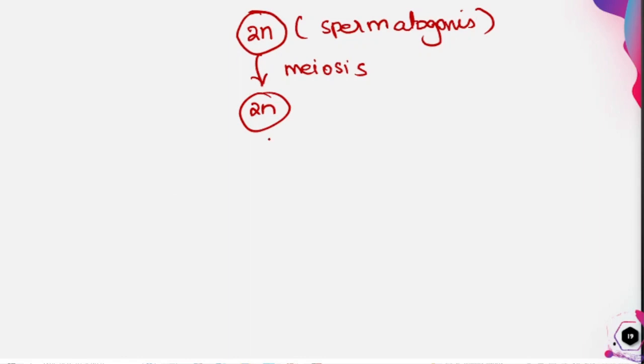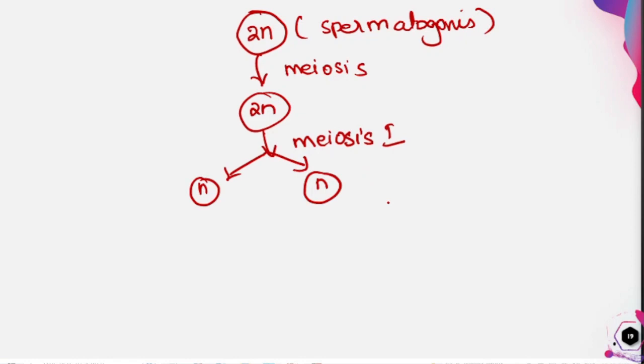Now, this 2n number of chromosomes is undergoing meiosis 1, and it is split into two: N and N. Like this it is split. So this is your primary spermatocyte. 1 degree means primary, right? And 2 degree means secondary. This you know, right?